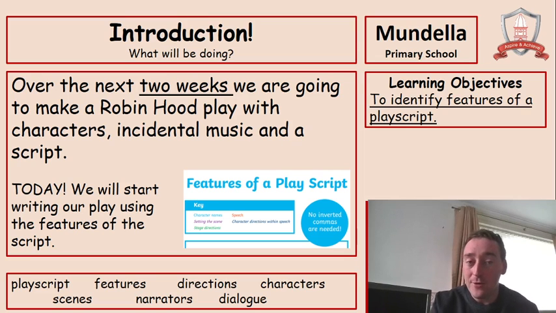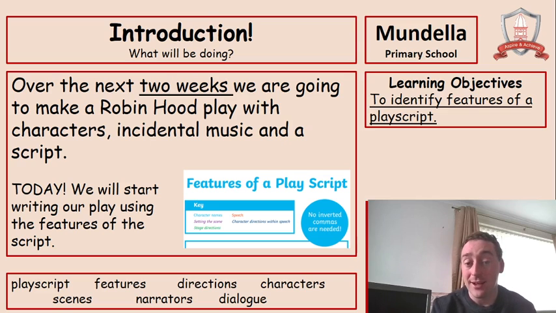So, as we know, over the next 2 weeks, and one of them was last week for Art Week, we're making a Robin Hood play. We already have our characters and our scenery, but now we're going to have to make our script. We're going to have to act perfectly, and we're going to get some music as well for the different scenes that we're going to do. But we have to start first at looking at how a play script is made and what features it has.